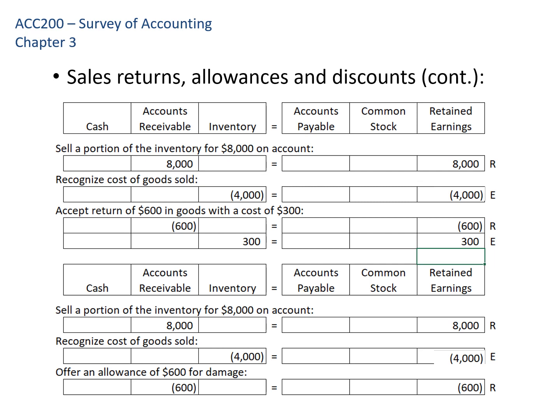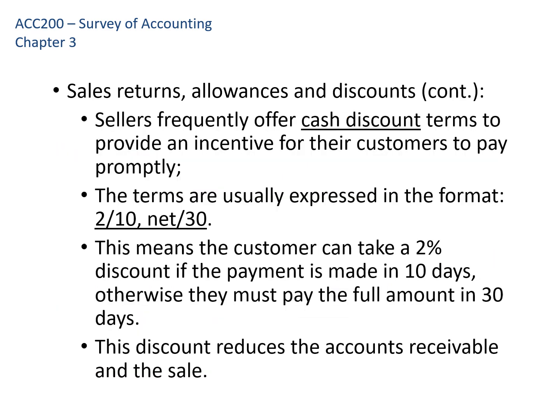The example in the bottom is if we gave the customer an allowance. So in that case, we don't need to worry about inventory or cost of goods sold. We just reduce accounts receivable and reduce retained earnings.